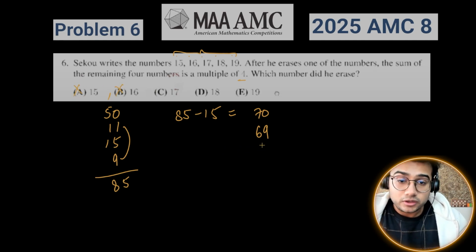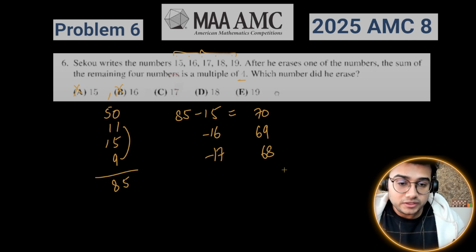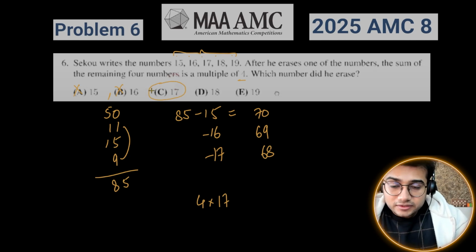If we subtracted 17, we will get 68. Well, 68 is a multiple of 4. That's going to be 4 times 17. So the answer is C.